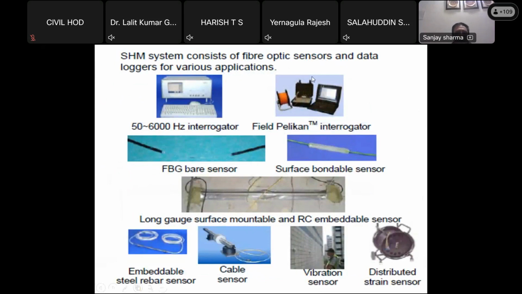So various types of optic sensors, etc., are to be installed. You have to identify what type of sensors are to be used. It may be in-depth sensors, surface sensors, or sensors covered with cables. You may have vibration sensors, you may have strain sensors, etc. So you have to identify what type of sensors, where to place them and how to place them, and then how to use them.